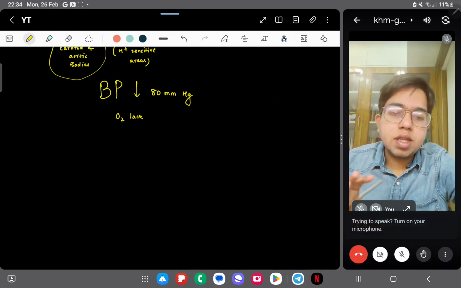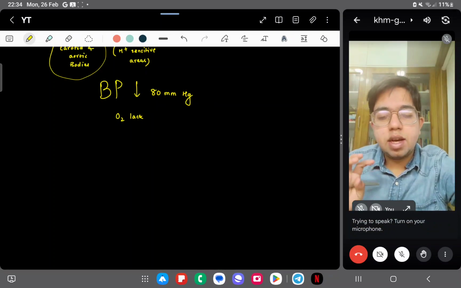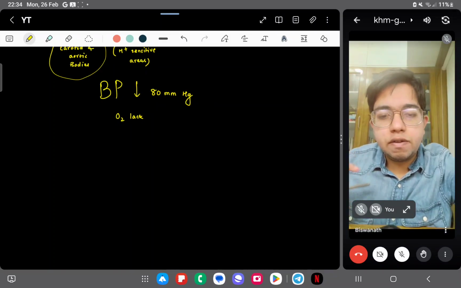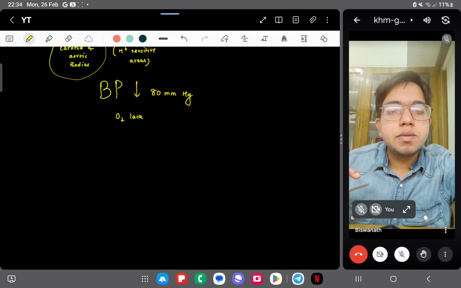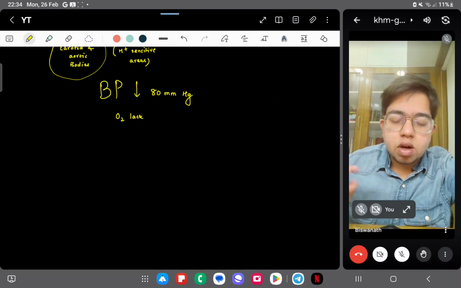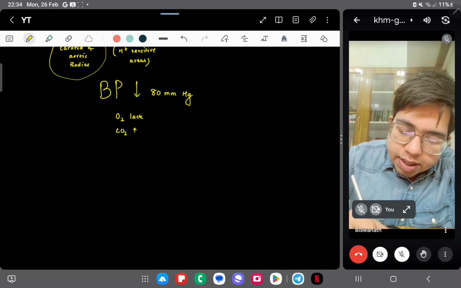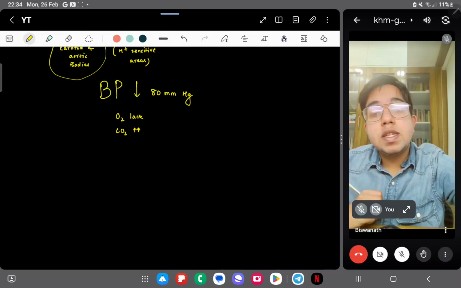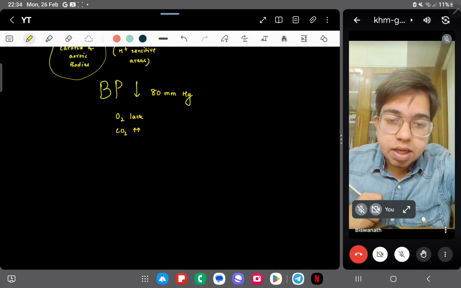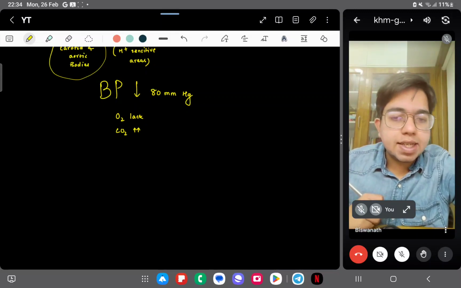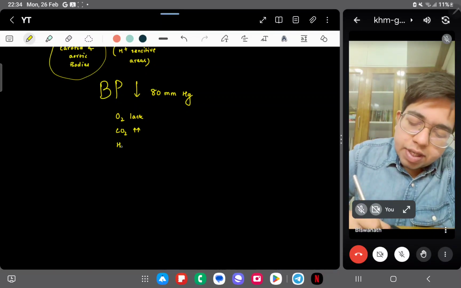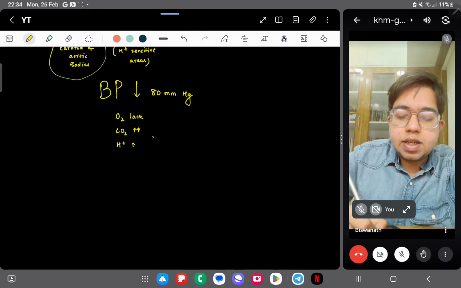Oxygen lack, you can just well imagine and think. It's okay if you're taking time to think. Oxygen lack and CO2 excess. If there is increased CO2, what is CO2? Is it acidic or basic or neutral? Acidic. And if CO2 is acidic, there will be an H plus increase.